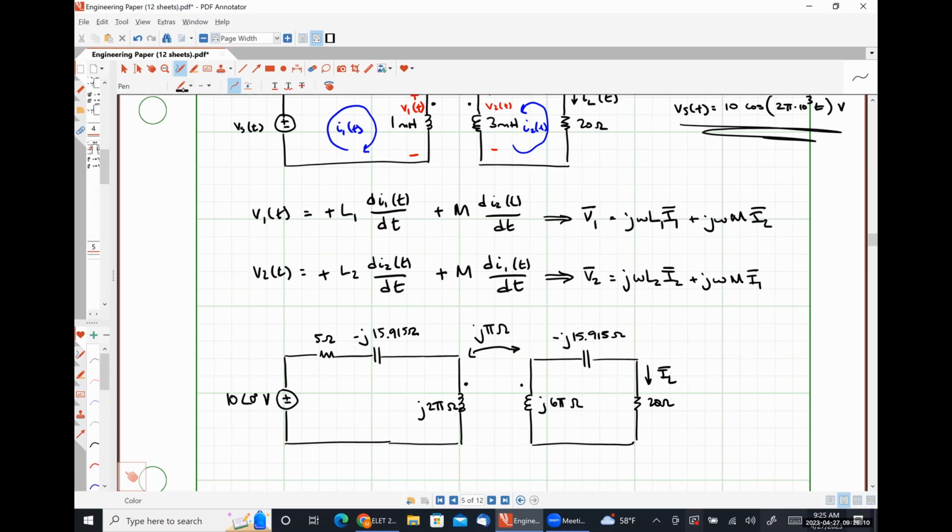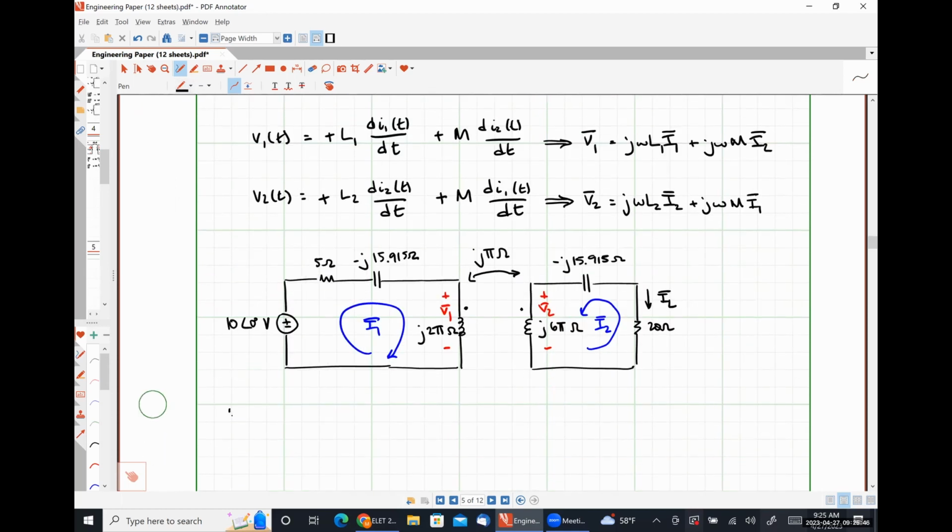Now, just to be clear here, this is the direction that we've defined our current I1 in. This is the direction that we have defined our current I2 in. This is how we found V1, and this is how we found V2. So now what I'm going to do is write a KVL equation around mesh 1.